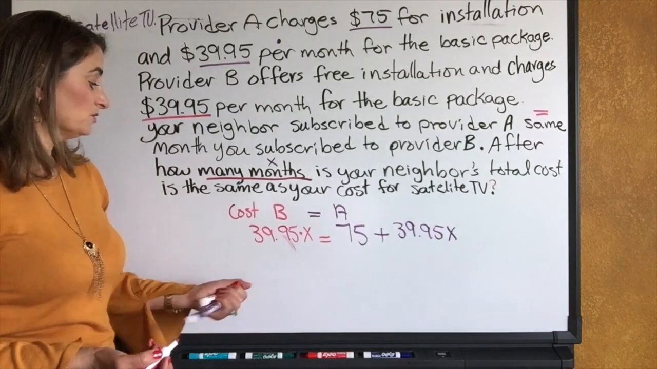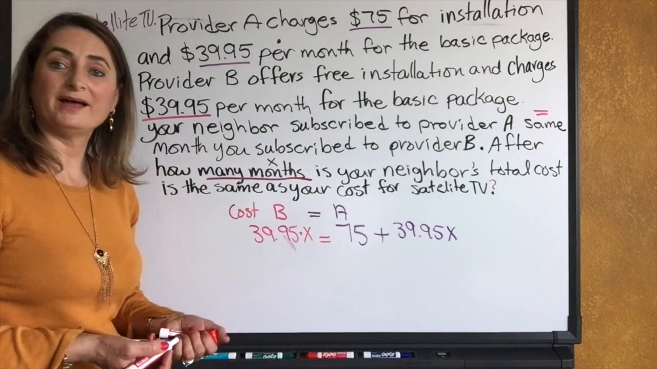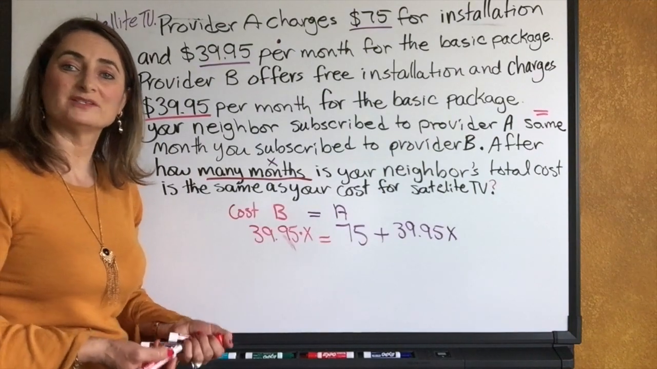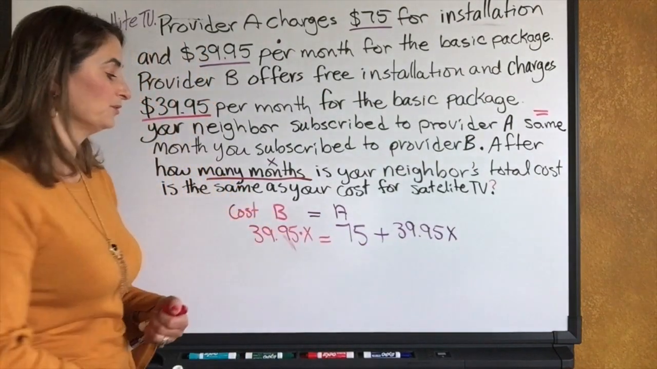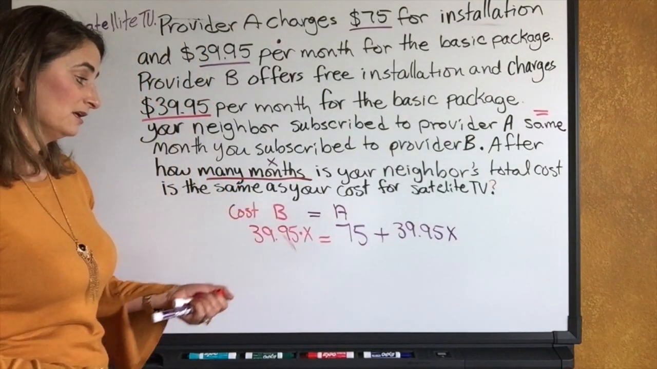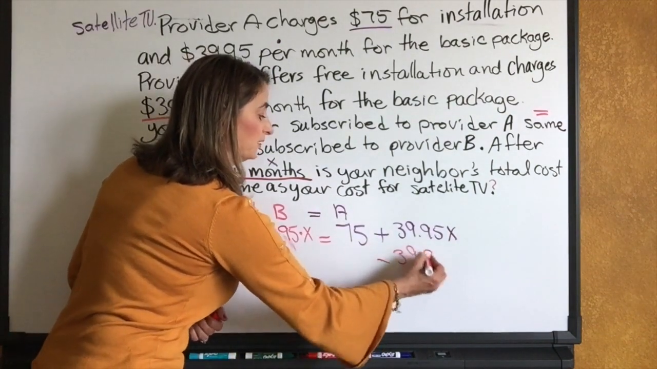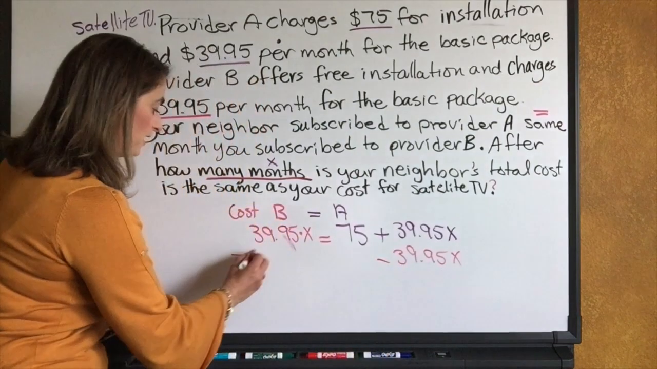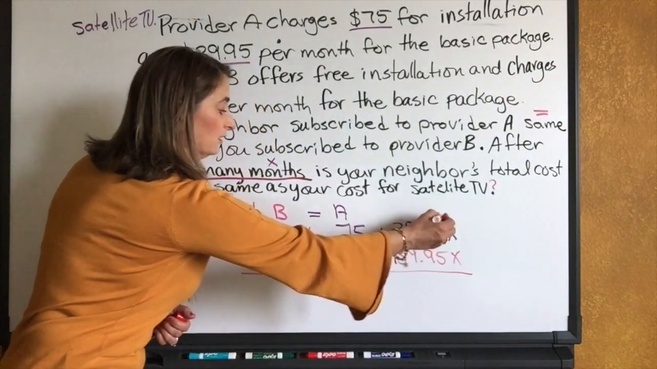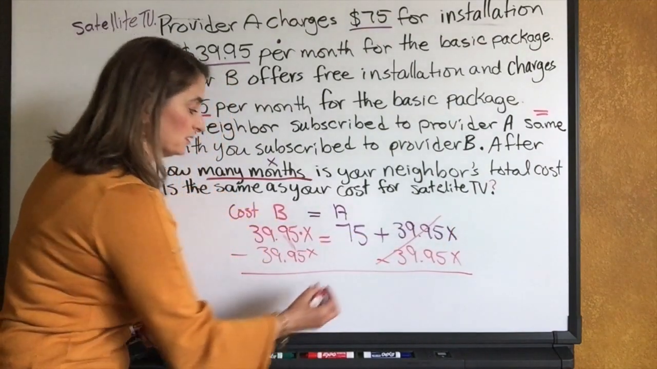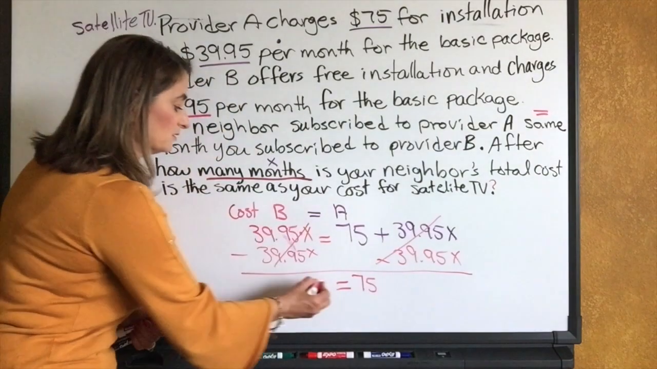Okay, now let's solve those two equations. I don't have parentheses. I don't have like terms. All I have to do is collect the variables to one side. I have 39.95x and I have 39.95x. Get rid of the smaller one. Subtract 39.95x. Subtract 39.95x. Put your line through. They cancel each other, which is 0. 75 plus 0 is 75 equals 0.